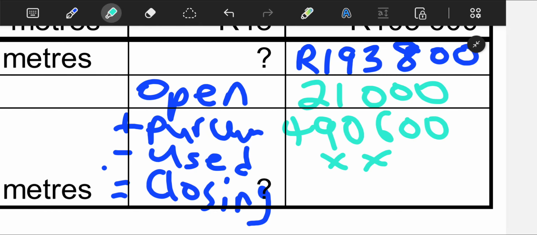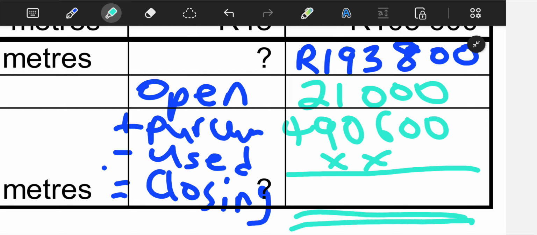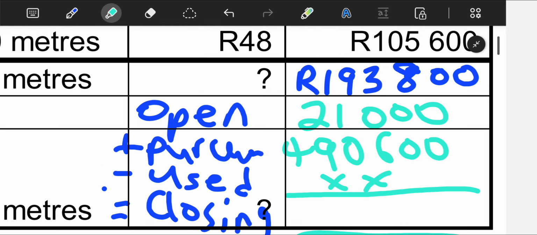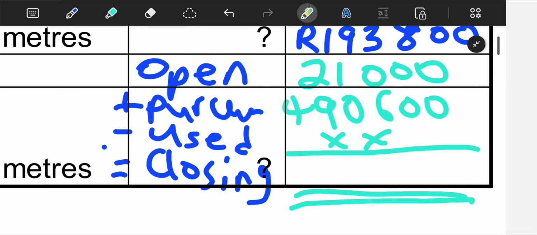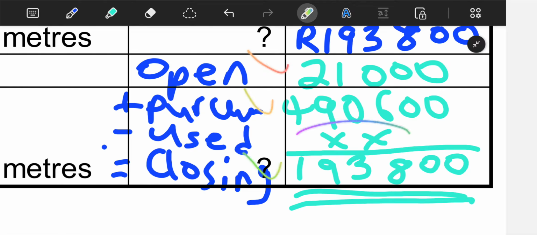We don't know how much we used. That is what we're looking for. But after we have used, we are left with the closing stock. This is your closing stock that we've just calculated in the question above, which is your 193,800. So now it's easy for you to get the used. It's just this plus this minus this. Then you get your difference.